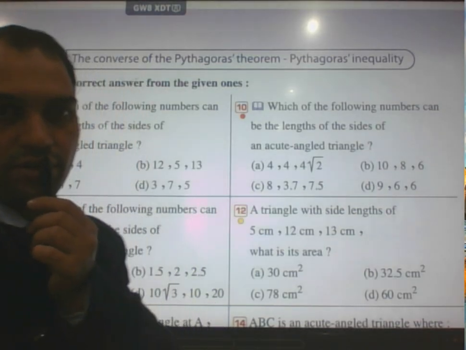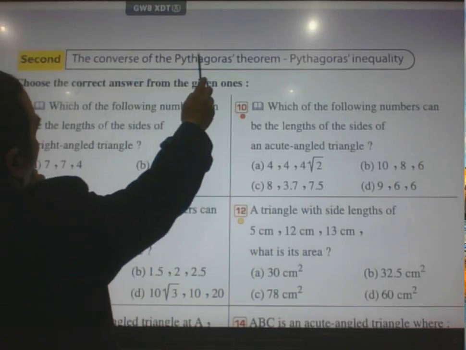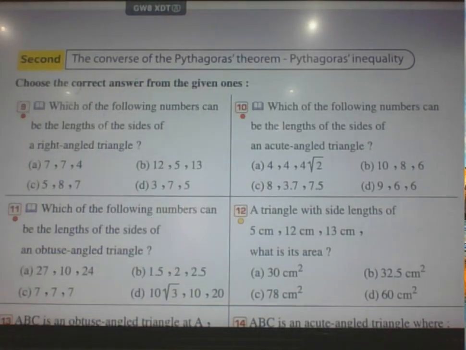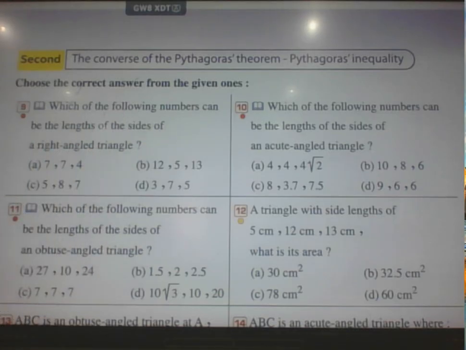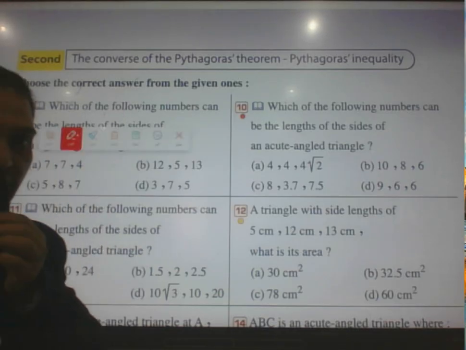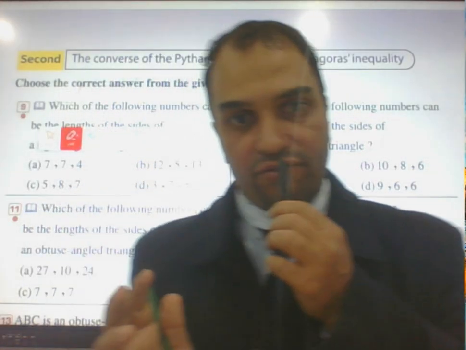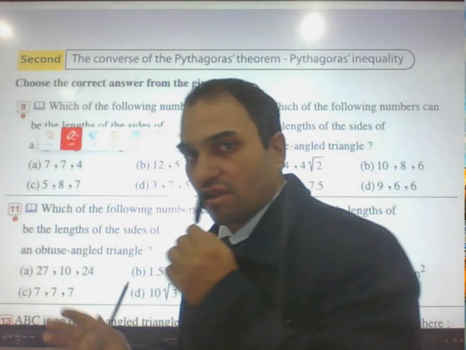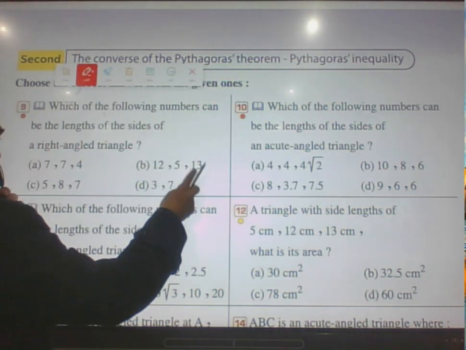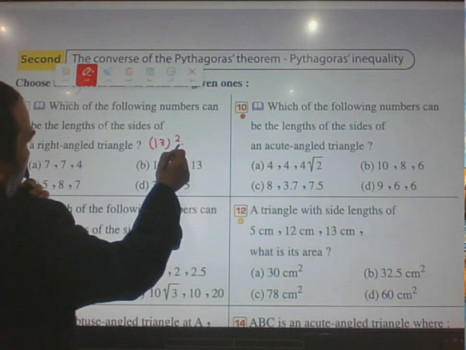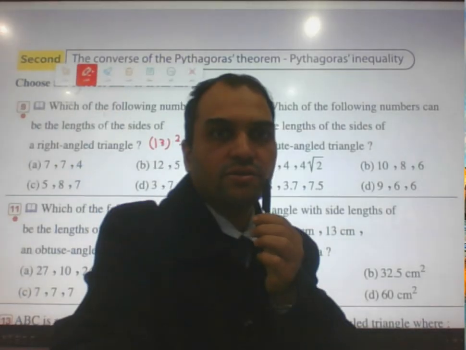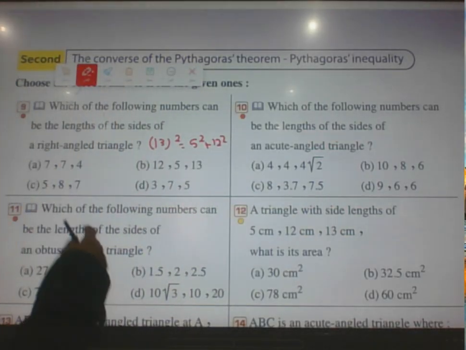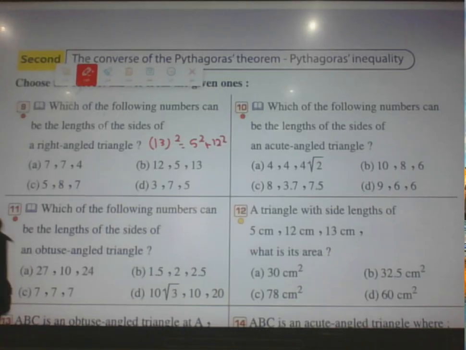This type of question uses the converse of the Pythagorean theorem, the Pythagorean inequality. Which of the following numbers can be the lengths of the sides of a triangle? We know the hypotenuse squared equals the sum of the squares of the two sides. So we can choose letter B, because 13 squared is equivalent to 5 squared plus 12 squared. We can collect them together, and then choose letter B as the correct answer, because 13 squared equals 5 squared plus 12 squared.